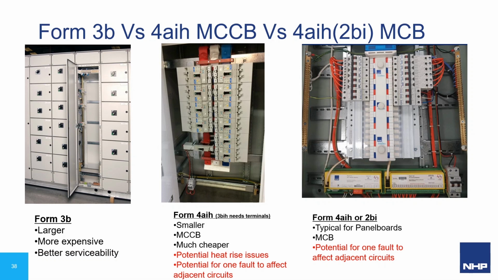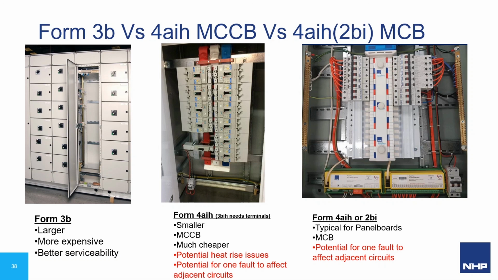As a final comparison, on the screen you will see the three of the more popular forms of construction, so we can see how standard construction versus alternate construction would impact the assembly. We have Form 3B for standard construction, which is typically larger and more expensive, but offers better safety and serviceability. We have Form 4AIH, which will typically be smaller and can be used for small sections or panel boards for molded case circuit breakers or miniature circuit breakers.